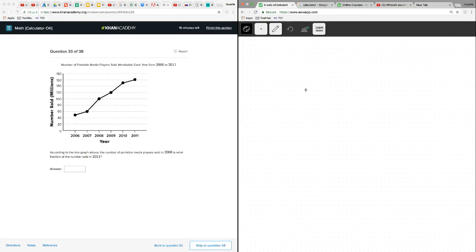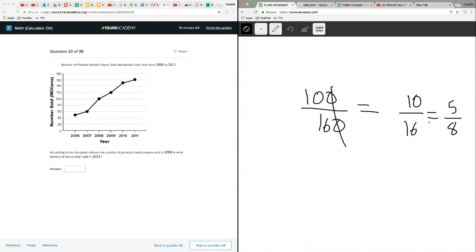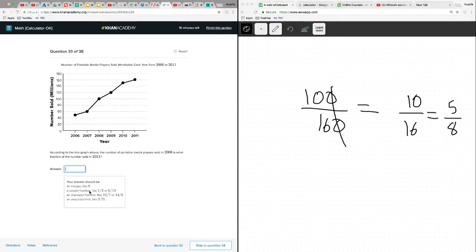So 2008, we have 100. In 2011, we have 160. And that reduces to 10 over 16, which reduces to, divided both by 2, 5 over 8. And let me just make sure I read that right, because it seemed a little fast. The number of portable media players sold in 2008 as a fraction over 2011, that's what I did, so 5 eighths. The millions doesn't matter, because all those zeros will cross out anyways. It's irrelevant, so 5 eighths is good.